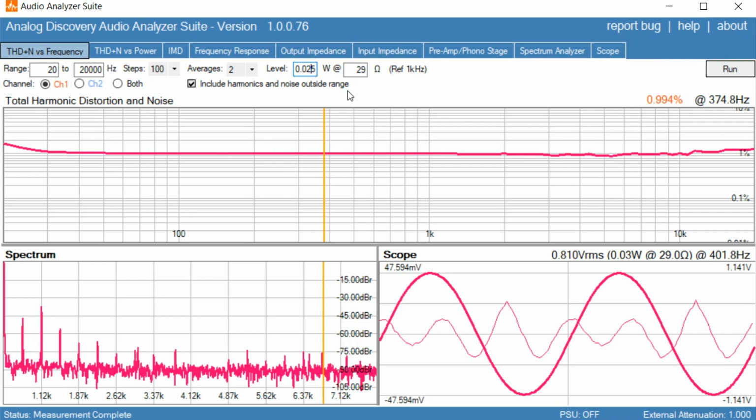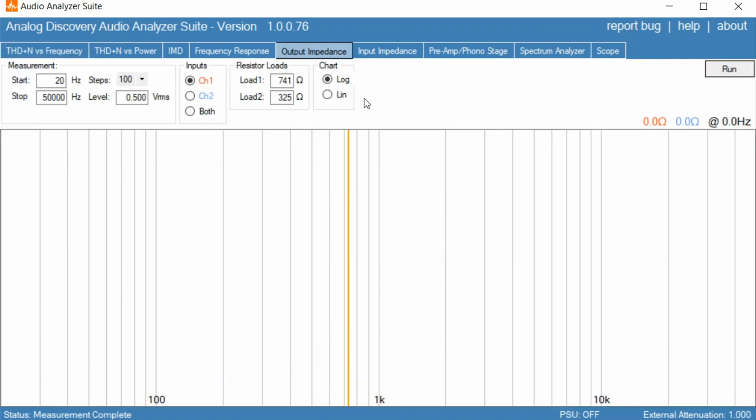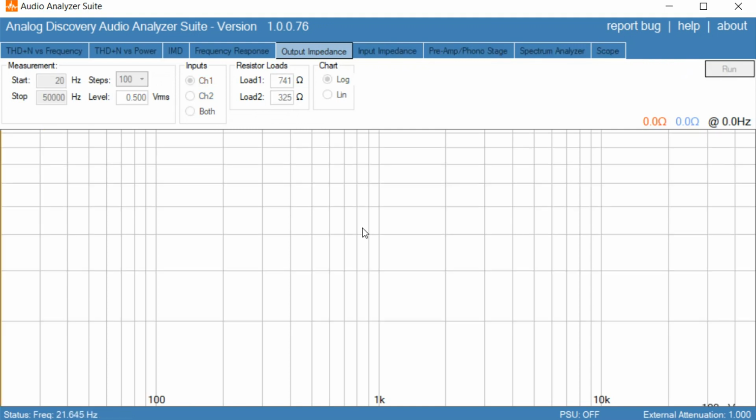So I think there's one more measurement we should try. It's the output impedance, because this circuit will have reasonably high output impedance. So I just want to see how much it is. So here I'll measure the output impedance using the two load resistors I used previously, my 741 ohm and 325 ohm. And we're going from 20 hertz up to 50 kilohertz, 100 steps. So let's try run this and see what it looks like.